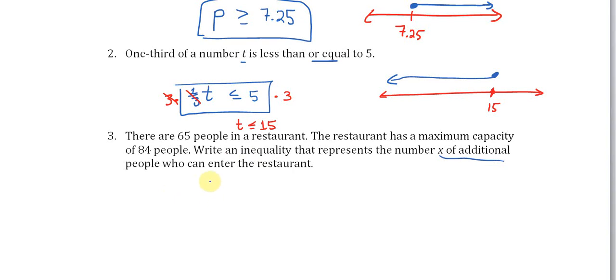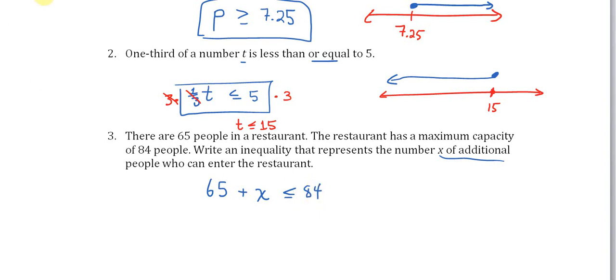So let's start out this way. There are 65 people in a restaurant, right? And we're going to add additional people. We don't know how many, but we're going to add x of them. And you can't add too many, right? You can't add like 1 billion people because they won't fit in the restaurant. You can't even add 100 or even 30 because that's too many. Well, the number that are currently in the restaurant and the number of people that could come into the restaurant is at most, okay, or it is less than or equal to 84.